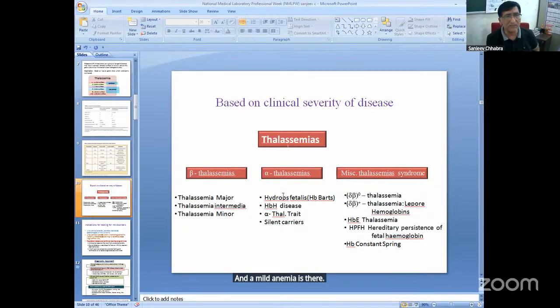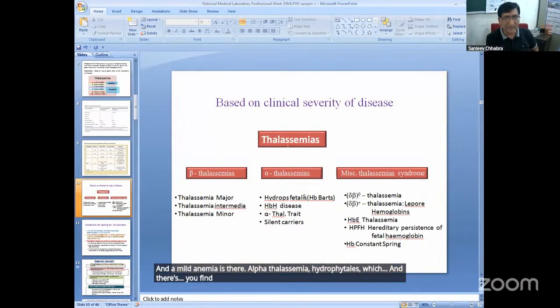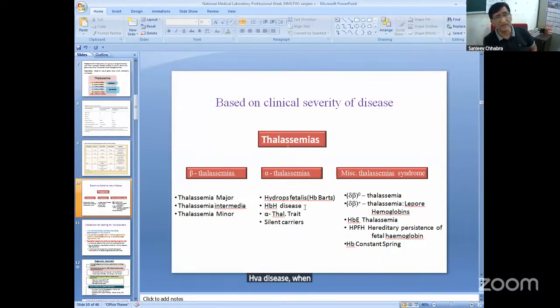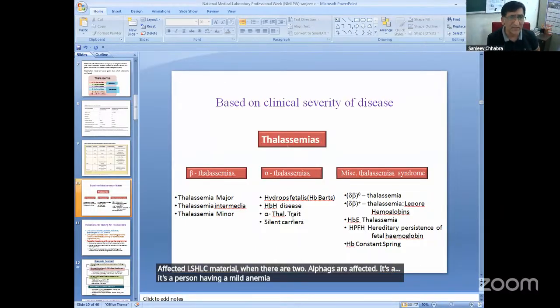In alpha thalassemia, hydrops fetalis, you find stillbirth in this case. HbH disease is a condition when three alpha genes are affected. Alpha thalassemia trait, when two alpha genes are affected, is a person having mild anemia. In the silent carrier, they are absolutely normal, since they have three functional alpha genes.